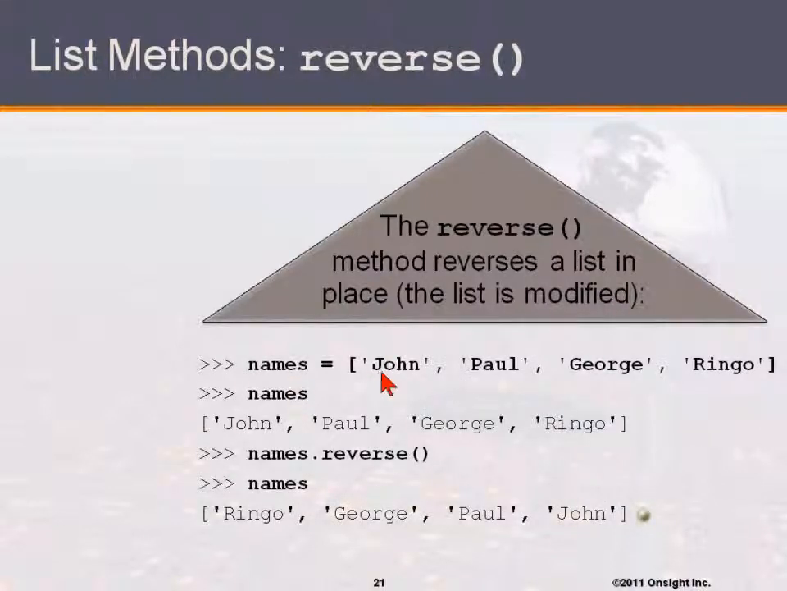Let's reverse the list. So here names is assigned John, Paul, George, Ringo, so we do names, there it is. Then if we do names.reverse, what this does is it takes the list names and modifies it by reversing the items. So if the original was John, Paul, George, Ringo, we reverse those, we get Ringo, George, Paul, John.